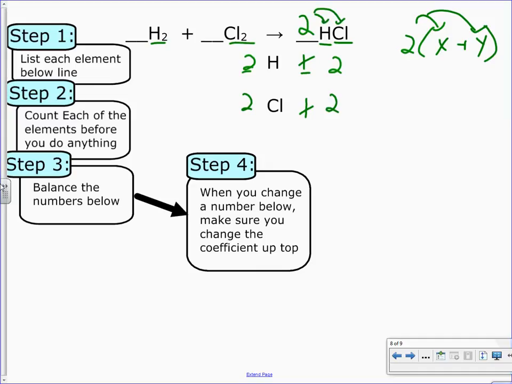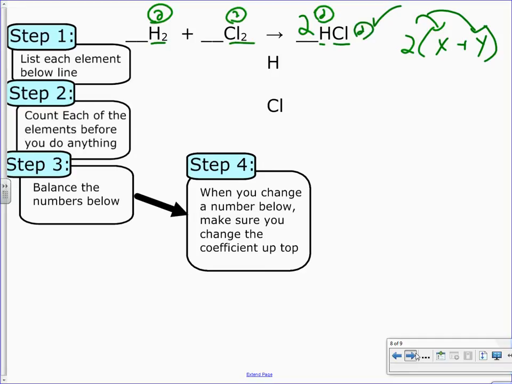So we have 2 hydrogens, 2 chlorines now. And the final check yourself before you wreck yourself step would involve you going back and looking at the numbers you have, and then just doing a checkpoint at the end and saying, okay, I have 2 hydrogens on the left, and I have 2 hydrogens on the right. And check. Now I have 2 chlorines on the left, and I have 2 chlorines on the right, because it's 2 in front. And now that is balanced.